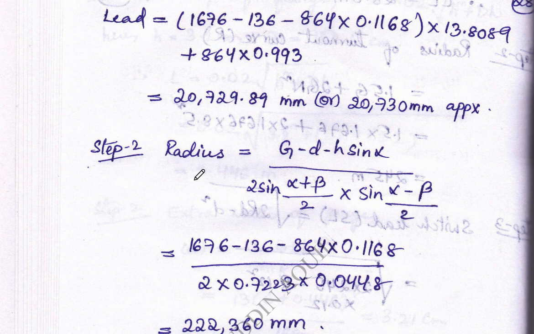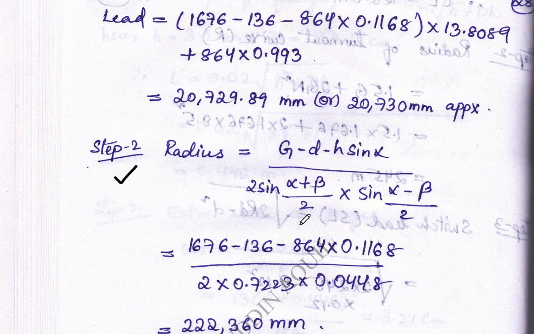Next step is we have to calculate radius, which can be calculated by the formula capital G minus d minus h sine alpha by 2 sine alpha plus beta by 2 into sine alpha minus beta by 2. We have all the values, we have to substitute. By substituting, we are getting the value of radius in mm.